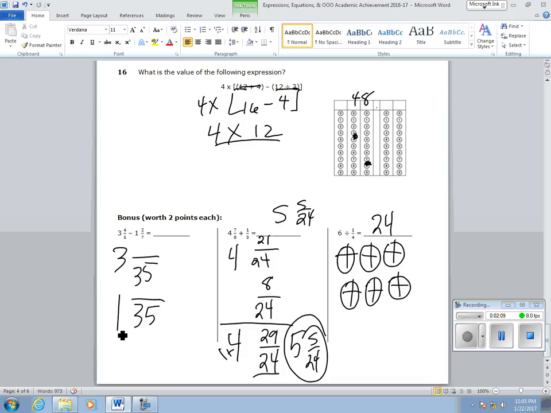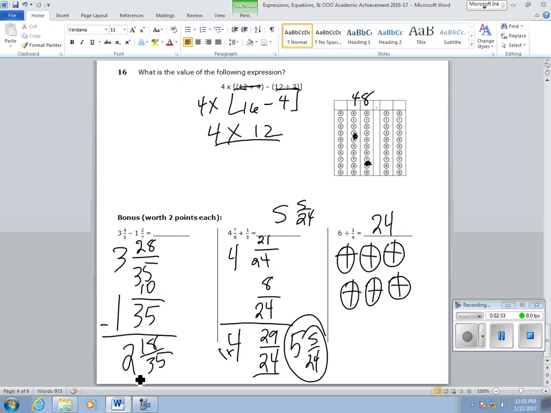So therefore, what you do on the bottom, you do on the top. 5 times 2 is 10. Same thing here. We have a 5. We know that 5 times 7 is 35. So what we do on the bottom, we do on the top. 7 times 4 is 28. So now we're able to do our subtraction. 28 minus 10 is 18 over 35. And then 3 minus 1 is 2.